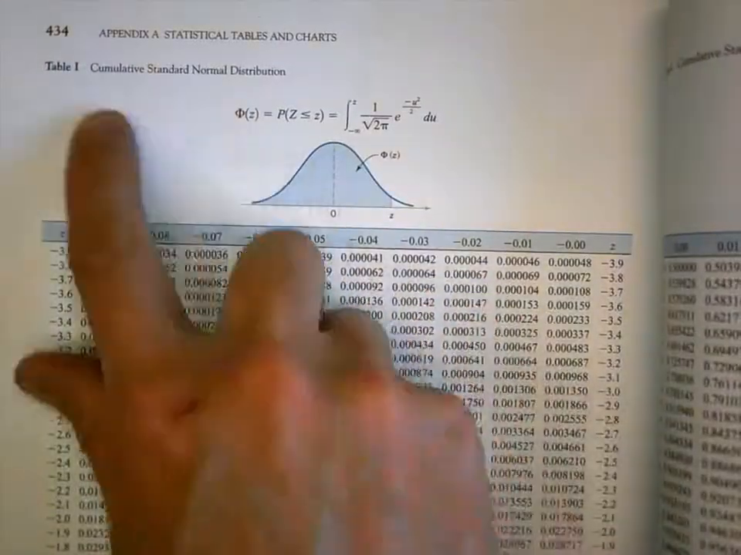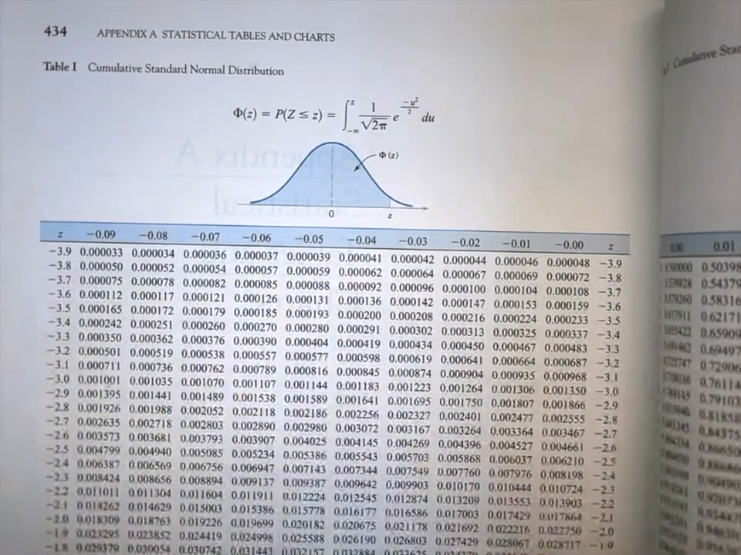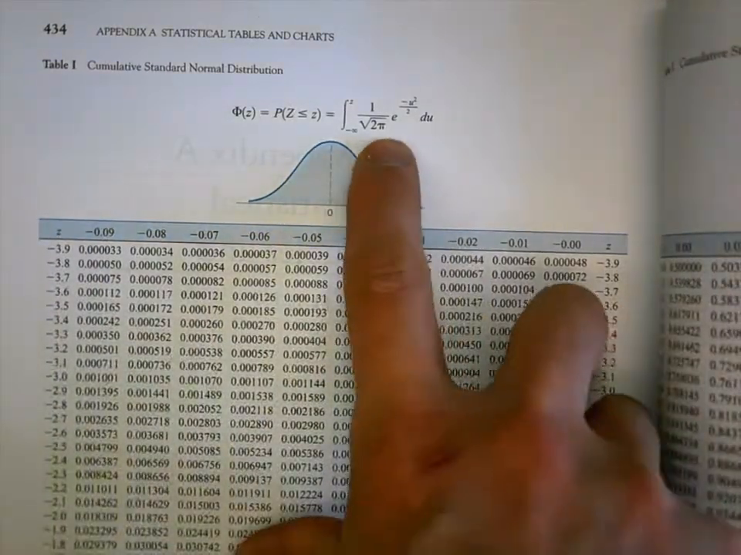But this one is the one we want. It's called the standard normal distribution. And this is where I would look up areas. I'll show you how this works in a little bit. Oh, but look, there's the formula.